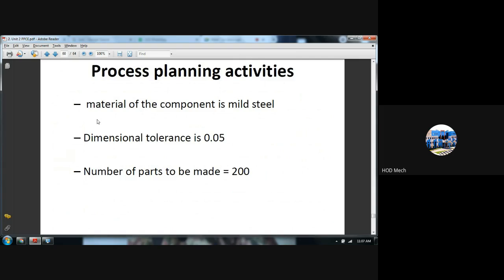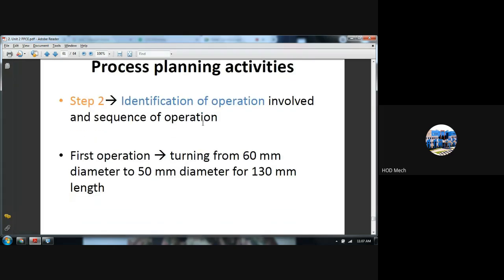Now the process planning shows that the material you are given is mild steel, the dimensional tolerance is 0.05 bilateral type, and the number of components is 200. This is well known to you. Now you have to identify the operations and the sequence of operations. How will you sequence the operations? In the diagram, what is the operation you have to do, from where you will start it?